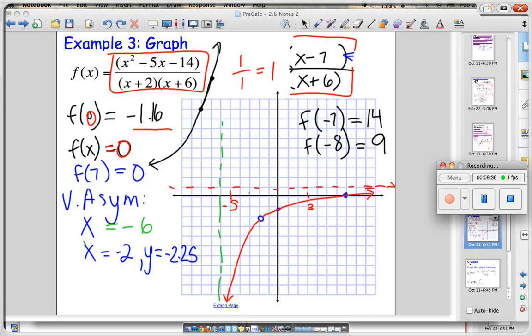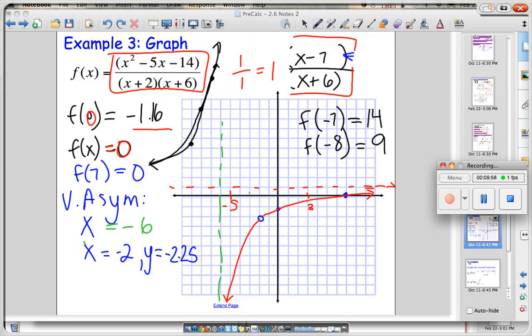Maybe it wouldn't hurt to plug in -9 as well and see what I get. And it looks like I would get -16 divided by -3, which is about 5. So that makes sense with what I predicted. So -9 would be at 5 point something. So there's another point, just to make sure that I'm right.